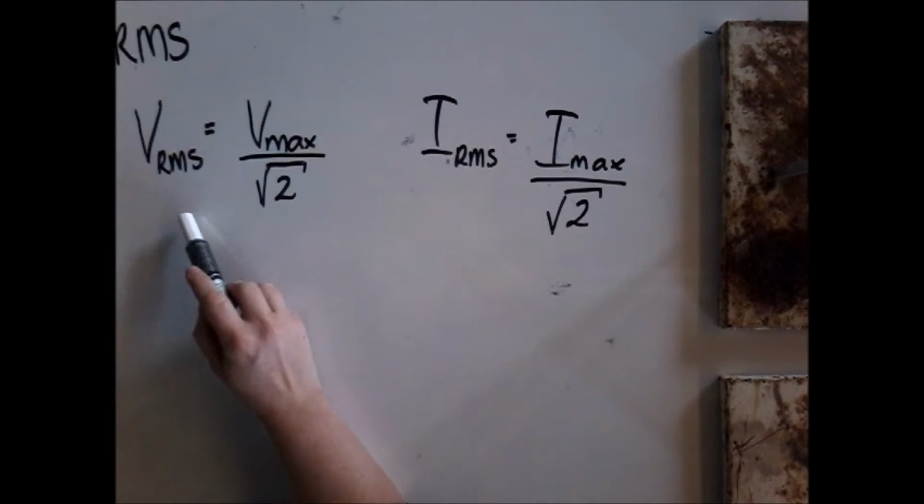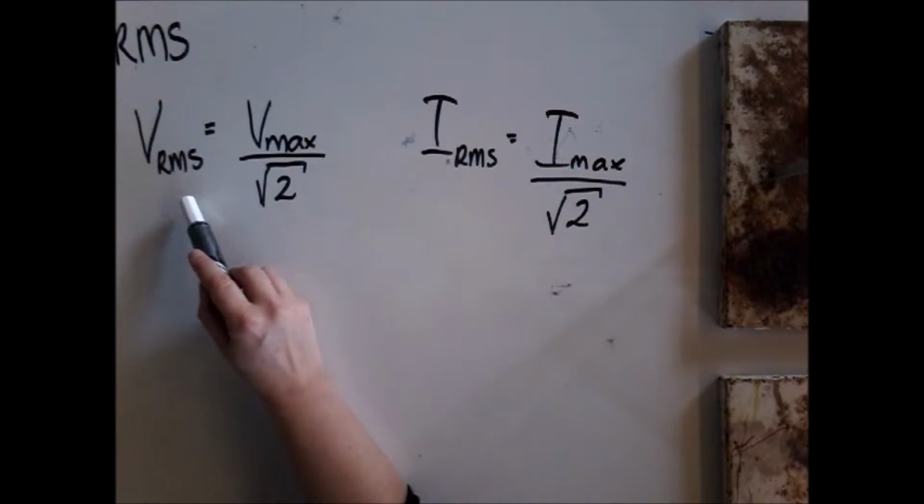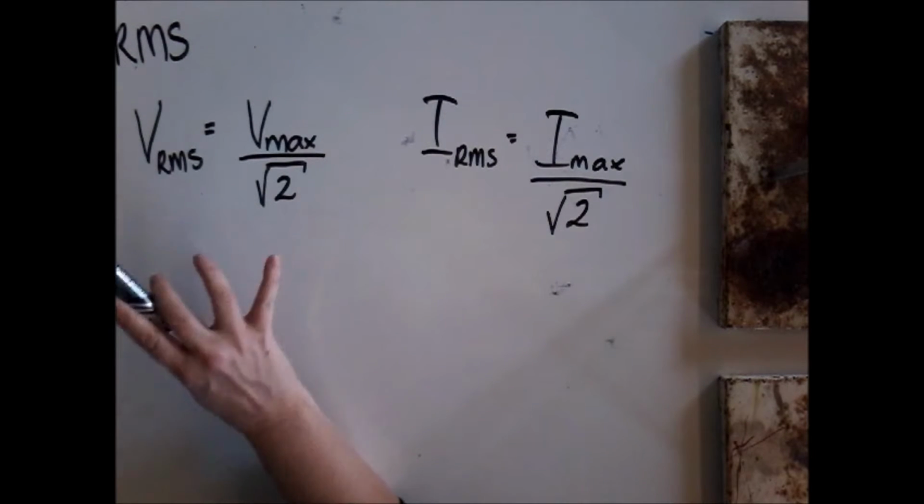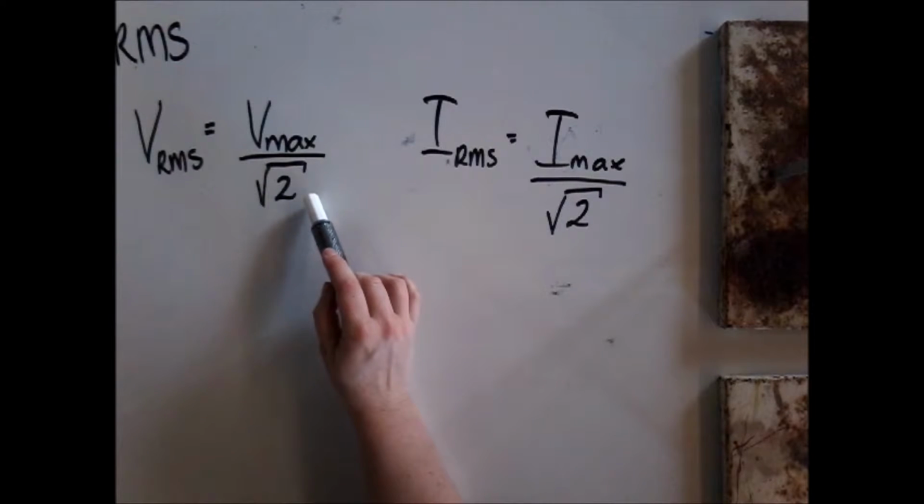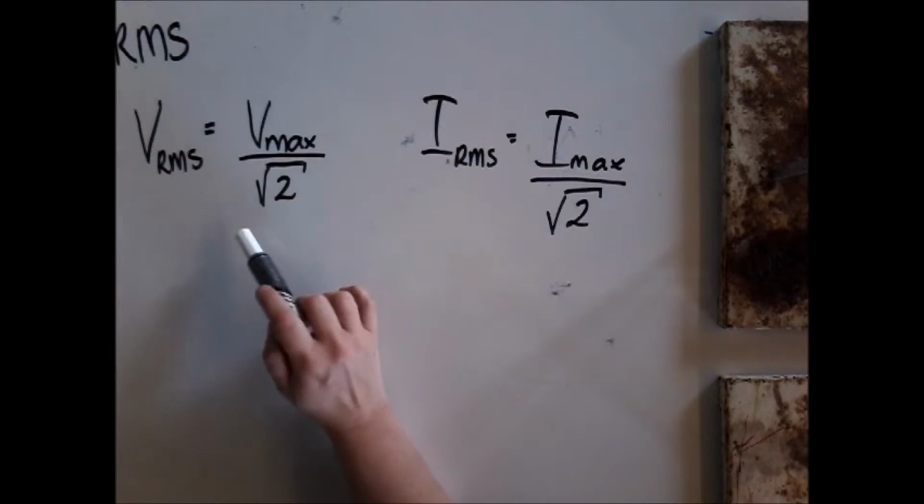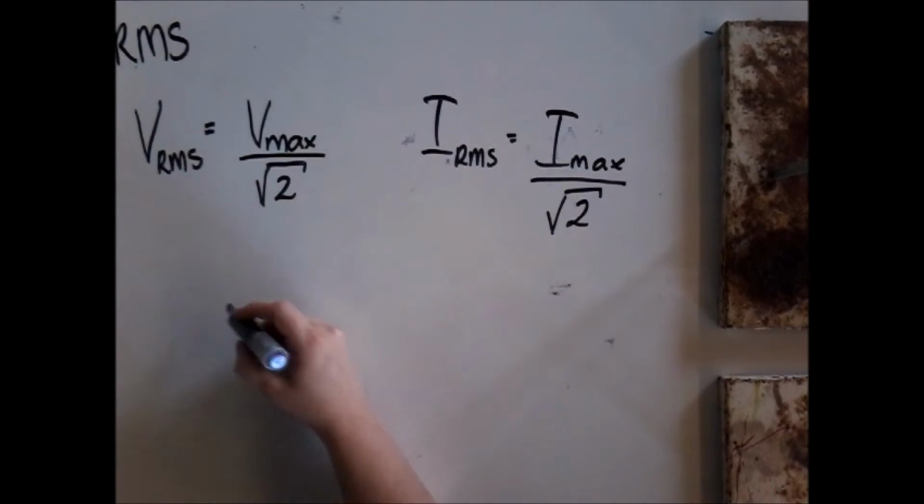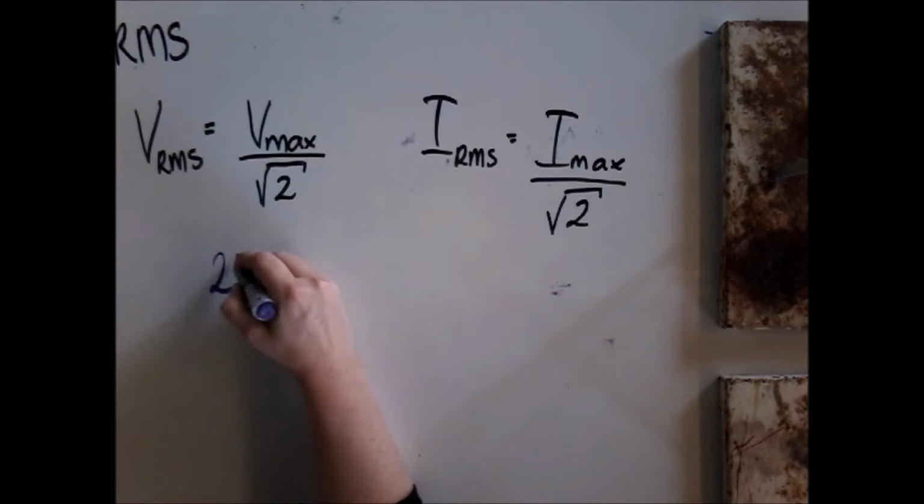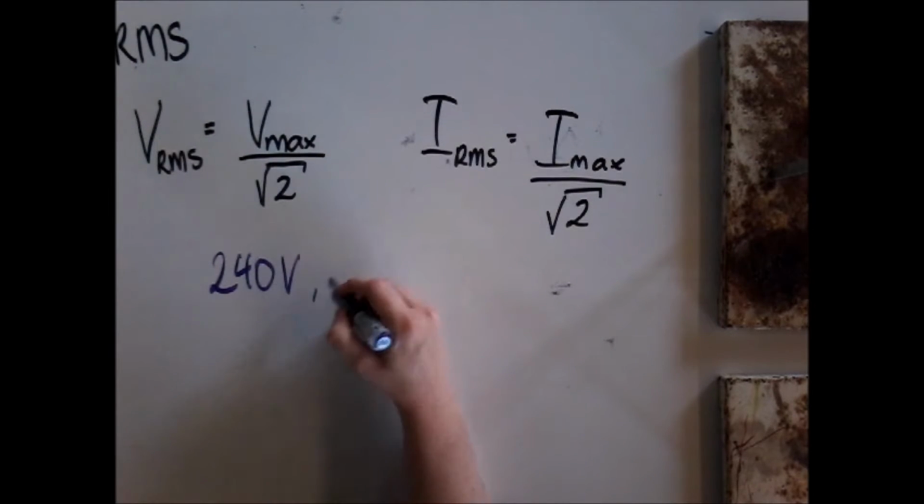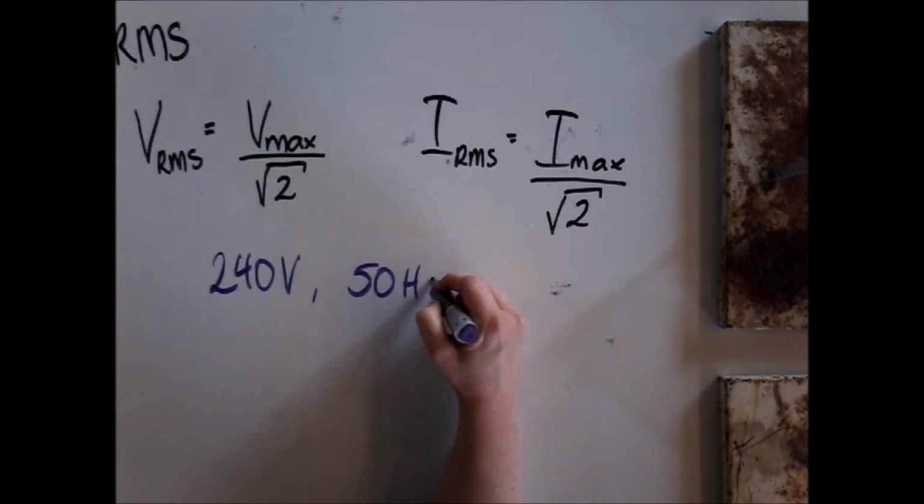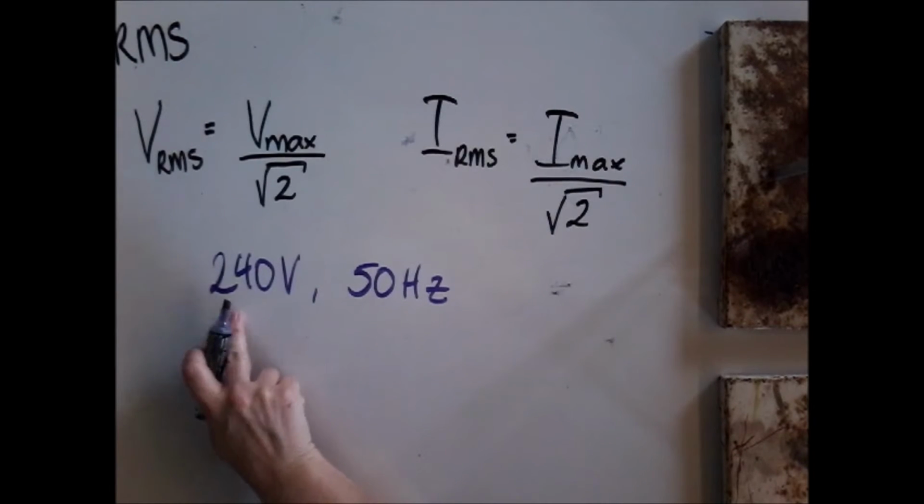Okay, that means that the root mean squared value is about 70%, I guess, of the maximum value, and we can use this to find all sorts of things out. For example, our electricity supply is 240 volts and 50 hertz. This is the root mean squared value.